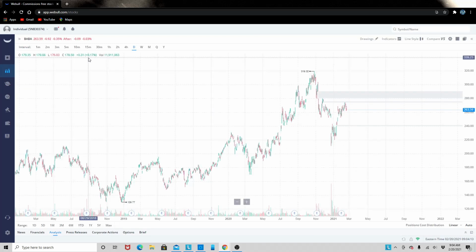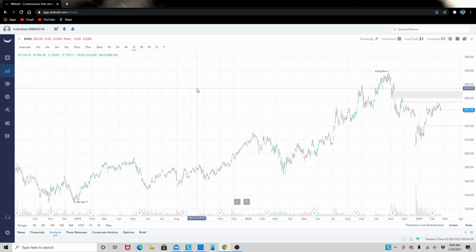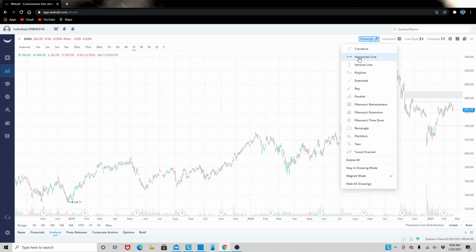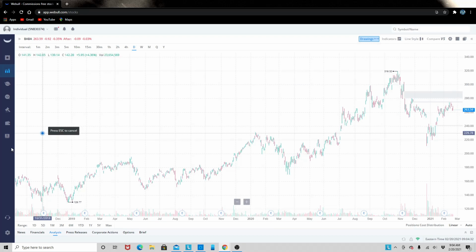Today we're looking at Alibaba. It's currently trading at $263.59. It was down 0.35% on Friday. So let's get into the chart here. Today we're going to be mapping out the support and resistance on this one. So I'm going to be starting with the base.